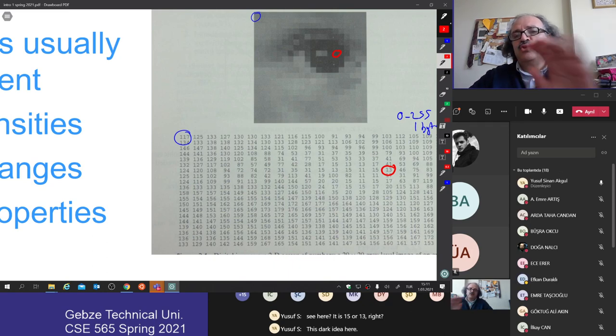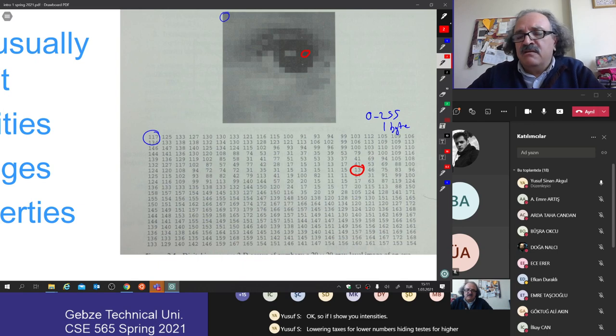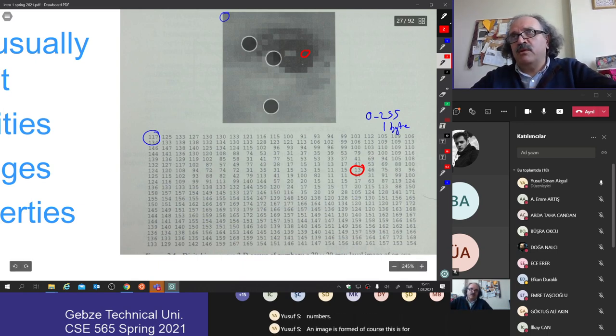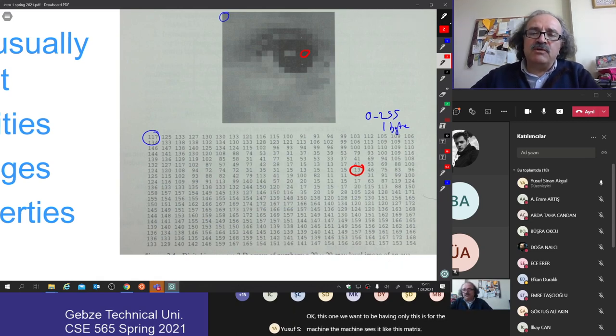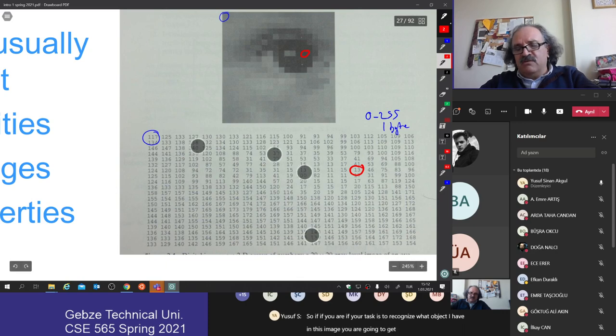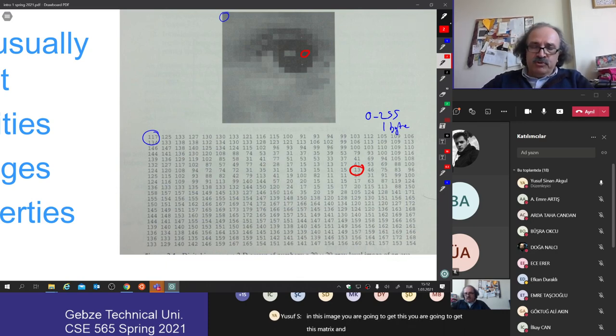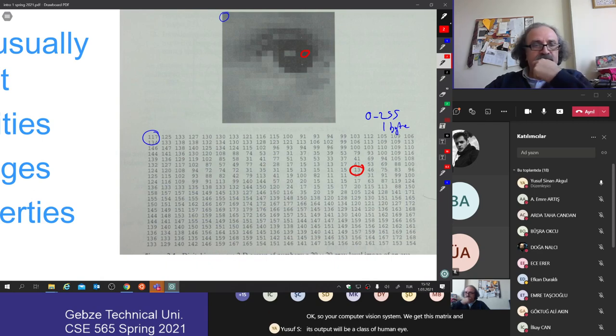So if I show you lower intensities for lower numbers and higher intensities for higher numbers, an image is formed. Of course, this is for human viewing only. This is for the machine. The machine sees it like this matrix. So if your task is to recognize what object I have in this image, you are going to get this matrix, and you are going to output a label, human eye maybe. Your computer vision system will get this matrix, and its output will be a class of human eye. Good. So this is what an image is for us.